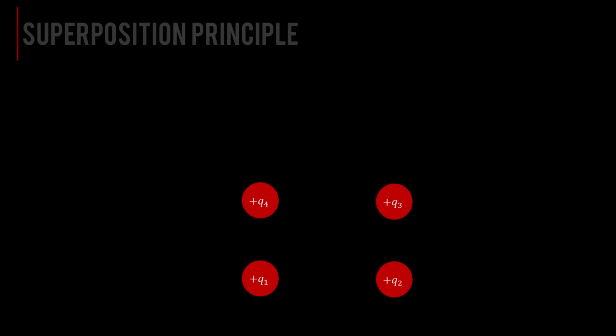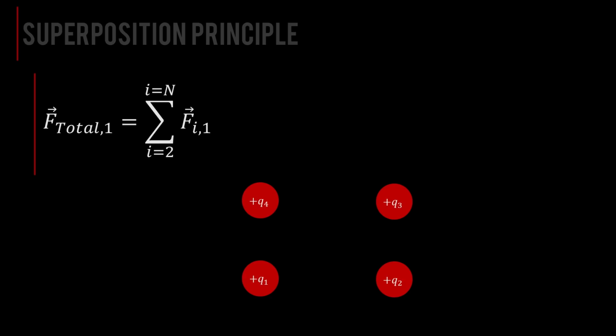So the last thing that we're going to talk about is the superposition principle. Now, consider we have 4 charges here, and we're interested in finding what the force is on Q1. Now, the way that this works is that if we want to find the total force on Q1, we're going to just add up all of the individual forces that act on Q1 from each of the charges, ignoring that those other charges are there.